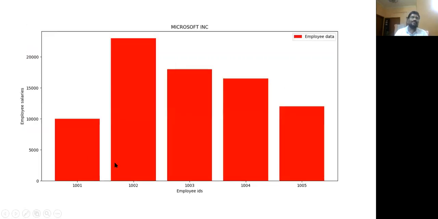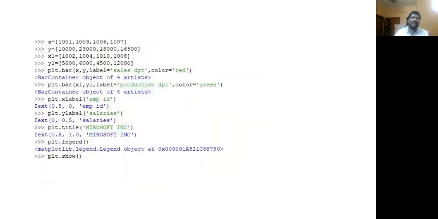You see that in this graph, the employee salaries are on the y-axis and the employee IDs on the x-axis, and the title of the graph is Microsoft, and the legend is employee data. Have you understood how to draw the bar graph? Yeah, thank you. So next is another bar graph.